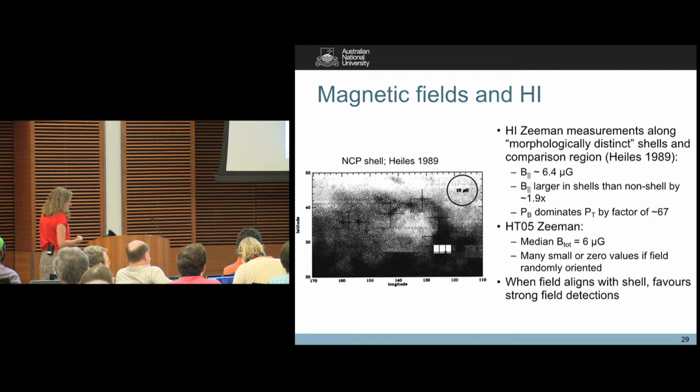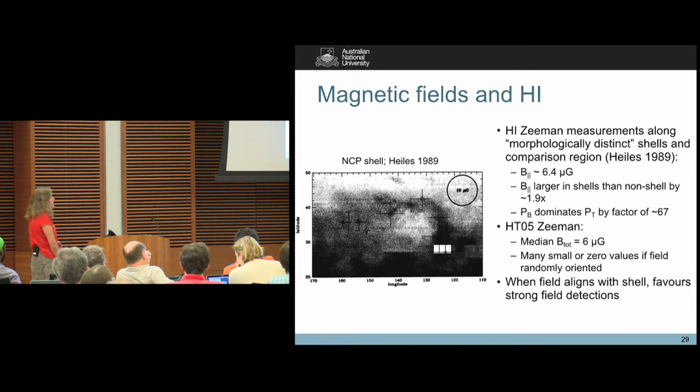The continuation of similar sorts of work, but going much more deeply and more extensively, in Heiles and Troland 2005, found a median total magnetic field here of about 6 microgauss. This is the truly magical number.